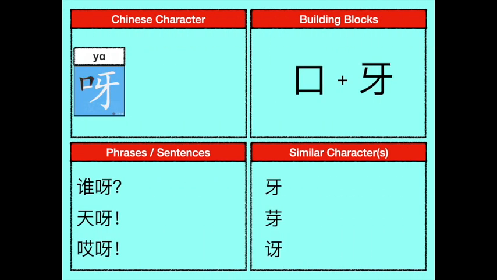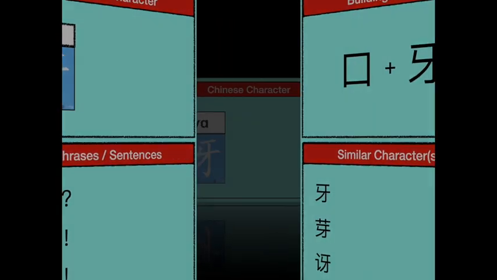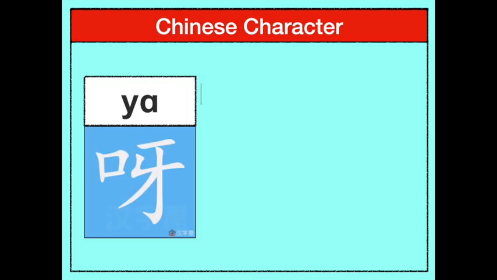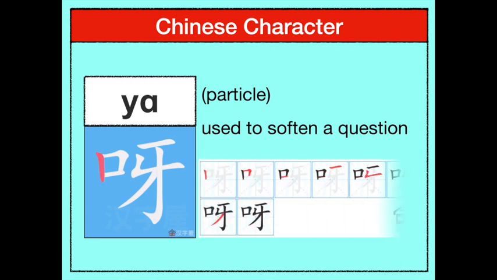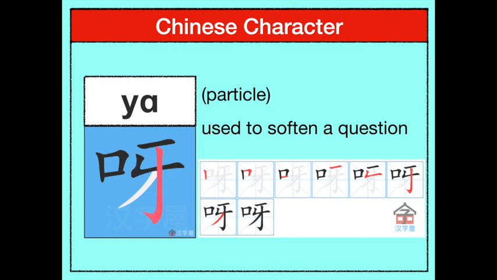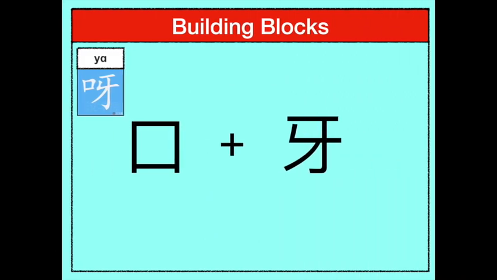Our first word is ya. Ya is a particle. It's used to soften a question. Now let's look at the stroke orders. 竖，横折，横，横，竖折，竖钩，撇。Now let's look at the building blocks.